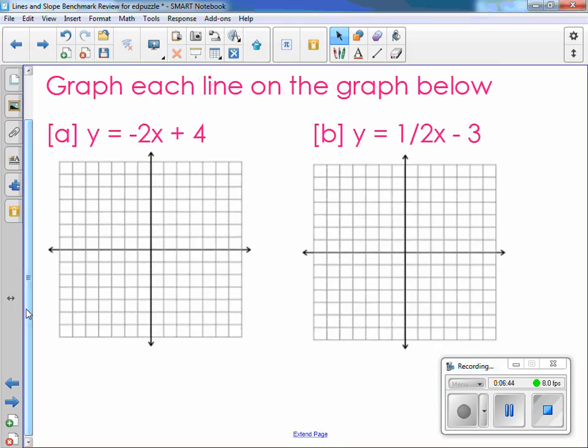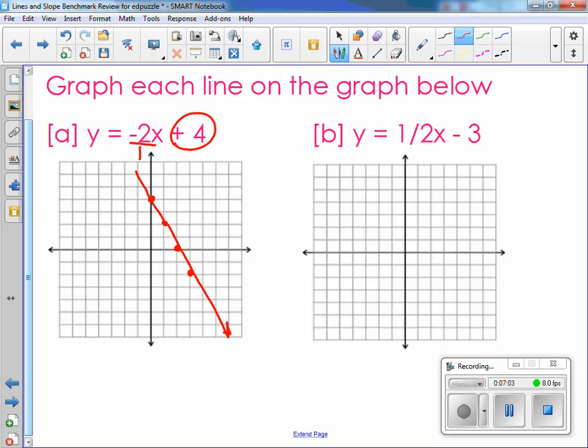We have graphing, and then we have writing equations. So I'm going to graph the first one. You start at your y-intercept of 4, so you go up 4 on the y-axis. And anytime it's a whole number, it's over 1. So you go down 2 over 1, down 2 over 1, down 2 over 1, and you draw in your line. So why don't you see if you can do the second one?